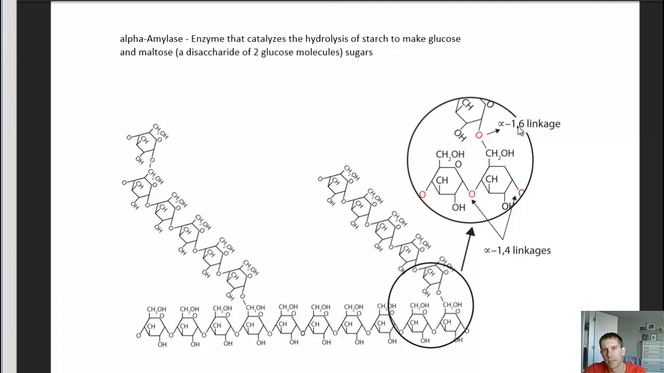as well as our alpha-1,6 linkage. So on this molecule right here, we have carbon number 1, and that's connected to an oxygen, which links the next sugar, and that carbon right there is carbon number 6 on the next sugar. So that's our alpha-1,6 linkage.